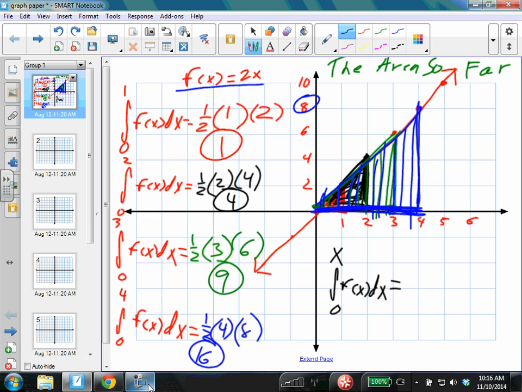What is the area of this triangle going to be? It's going to be 1/2 base. Now, how am I getting my base? What's my base going to be?